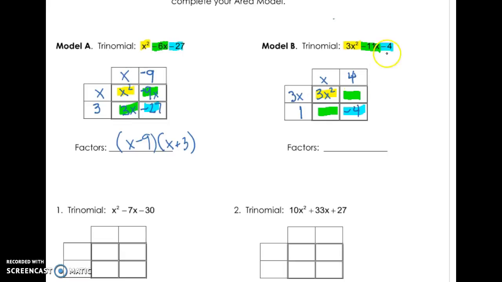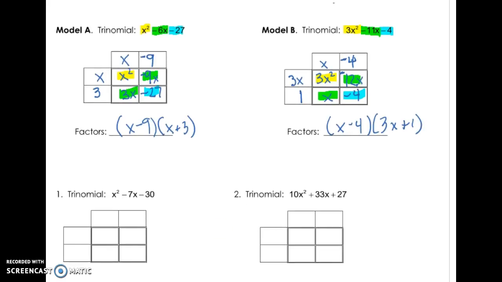Now, using that, I know that I've got a negative 4, so one of these numbers has to be negative, and I want it to add up to negative 11. So I'm going to plug this in first. I've got 12x and x, and that's a 1x. So to make this a negative 11, I have to make this a negative 12, which means that this has to be a negative 4. So then my factors would be x minus 4 and 3x plus 1.